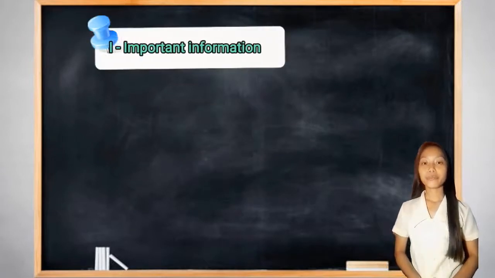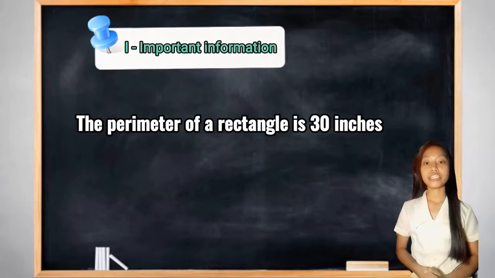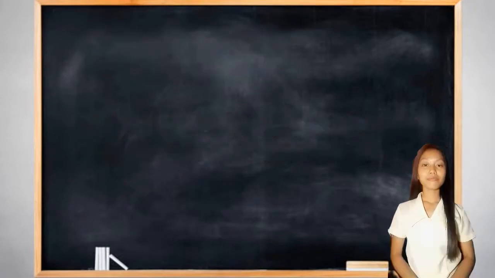I is the important information. What are those numbers that are necessary for solving the problem? The perimeter of a rectangular frame is 30 inches, and the length is 5 less than thrice the width.